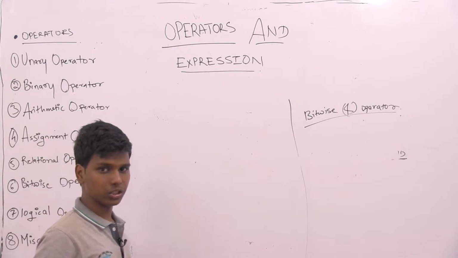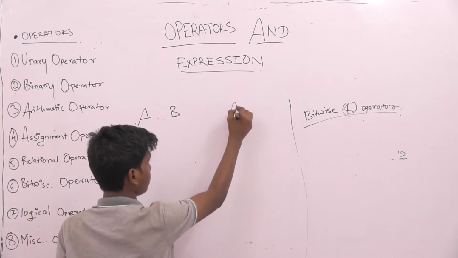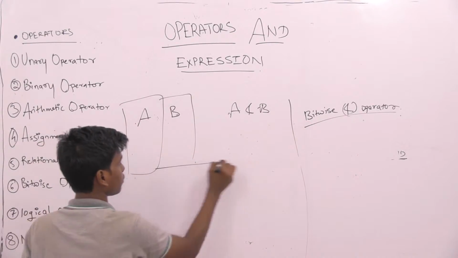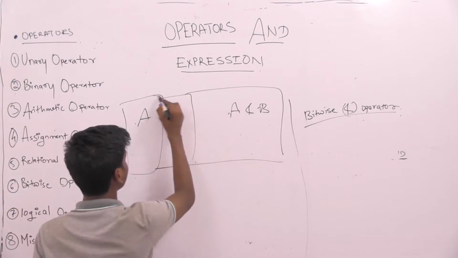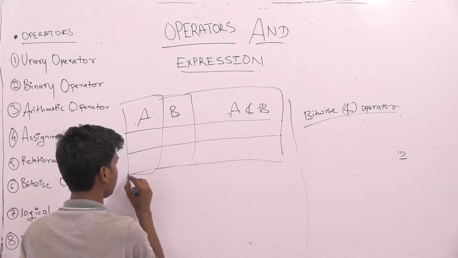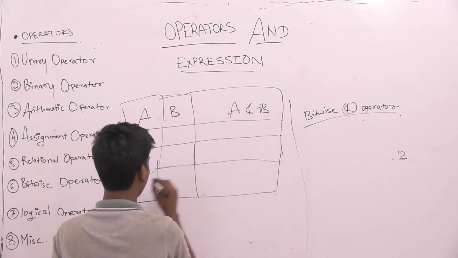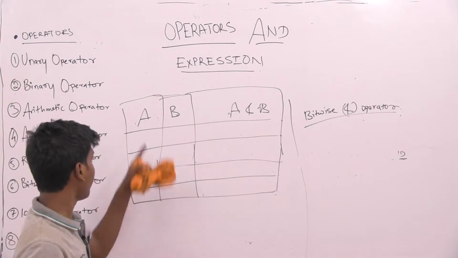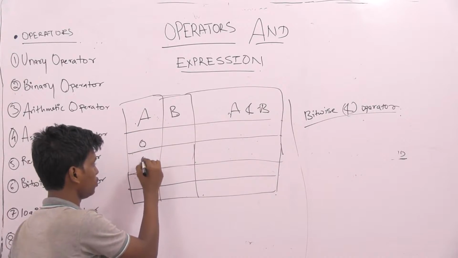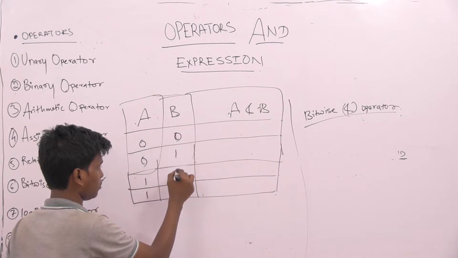Let's take 2 integer variables a and b, and with the bitwise and operator we'll make it a and b. If we make a table of it and take 4 types of values, let's say the value of variable a can be 0 0 1 1, and the value of b can be 0 1 0 1.